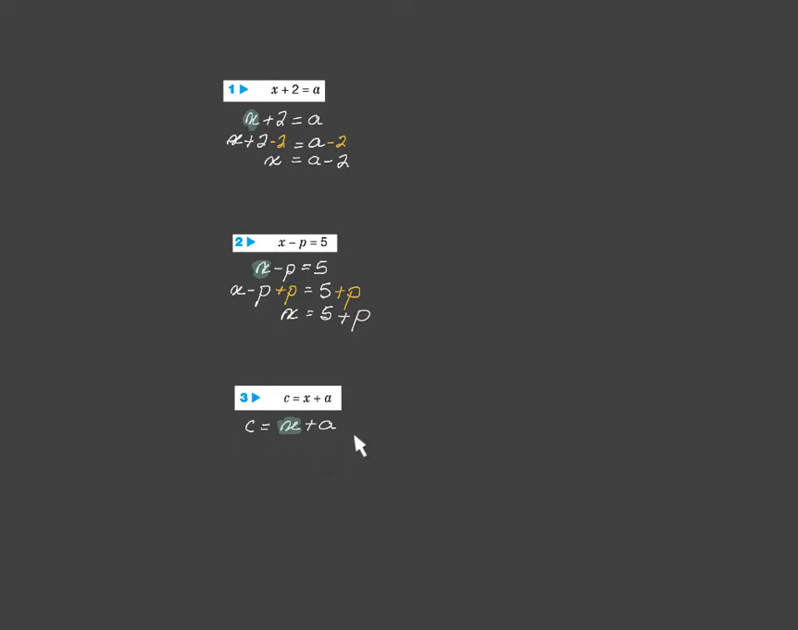In c is equal to x plus a, we need to make x the subject. This time it's on the right-hand side, but we're not going to worry about that until the end. To get rid of the a, we need to subtract a on both sides. We're subtracting a on the right side to get rid of the a, and so we must do that on the left side as well. On the left side we have c minus a, and on the right side we have x, because a minus a is 0. And that is the same as saying x is equal to c minus a.